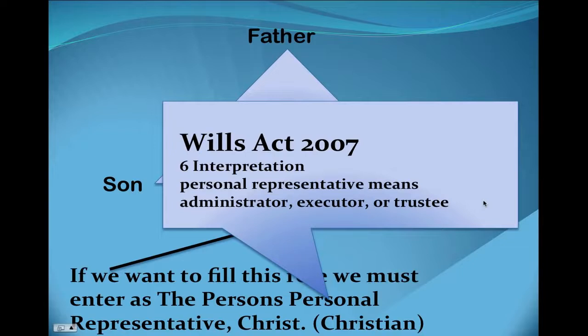Because the Wills Act 2007, in the interpretation section, which is section 6, it tells us personal representative means administrator, executor, or trustee. Okay, so what we need to look at here is becoming the administrator or the executor. We do not want to be the trustee. The trustee always pays. So we need someone else to fill that role.